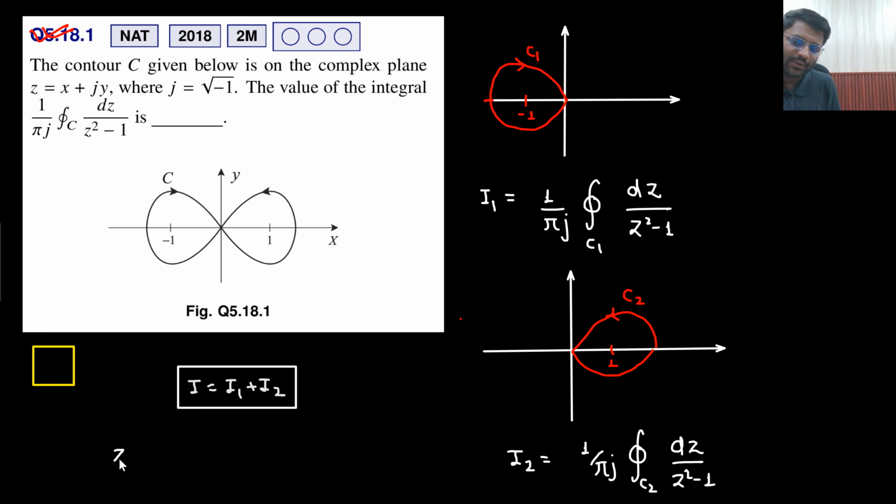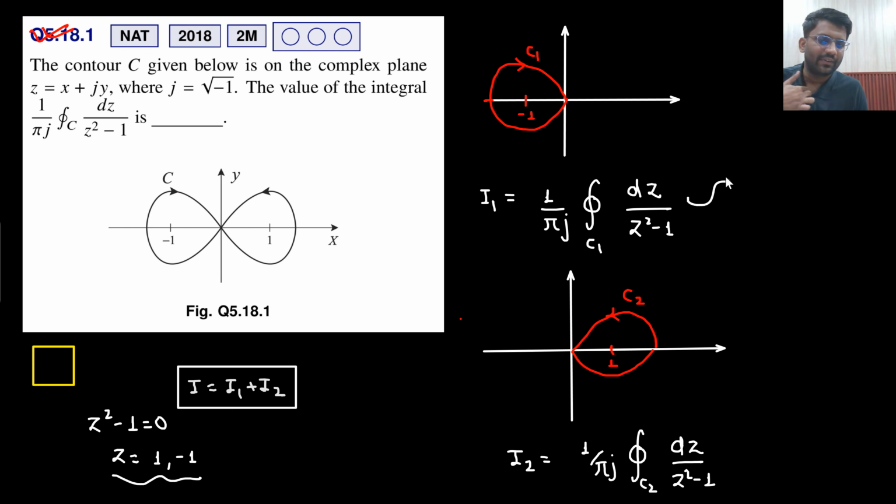Sir, the problem will be at z equals +1 and -1, right? Say yes or no? +1 and -1, because z square minus 1 equals 0. This will create the problem. So z equals 1 and -1 will be the problem. So if I solve this I1, then what will happen? If I solve this I1, then z equals -1 will be a problem but z equals +1 will not be a problem for me. What I mean to say is that if I am finding I1, what is my region of operation?